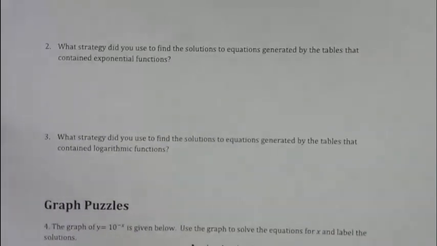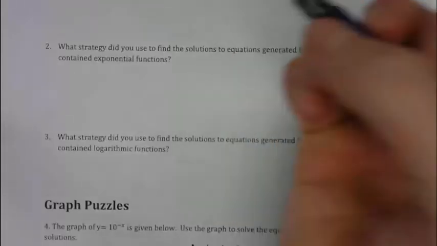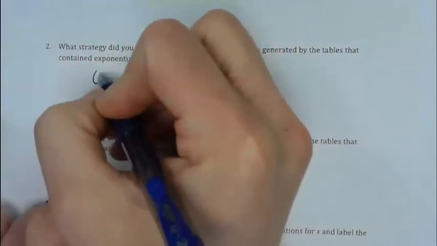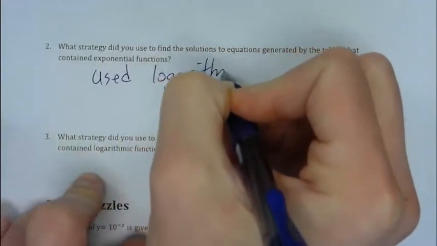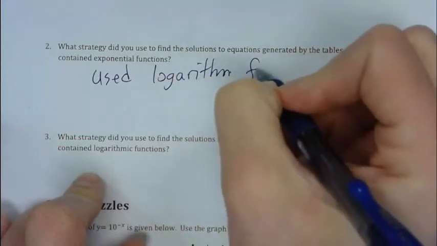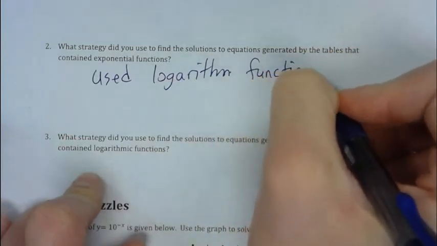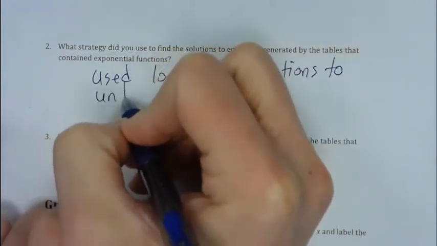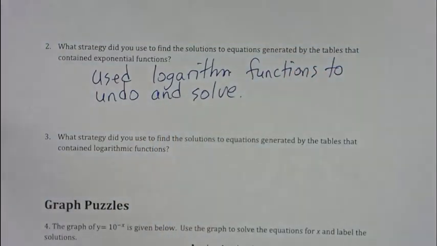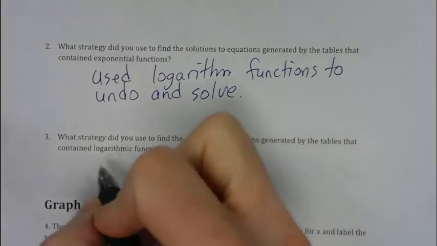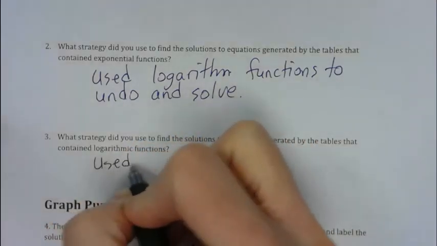And then basically the opposite is true. When it contained a logarithmic function, we had to convert it to an exponential function in order to solve for an answer. So when it contains exponential functions, we used logarithm functions to undo and solve. And then we did the opposite with ones that contain logarithm functions. We used exponential functions to undo and solve those.